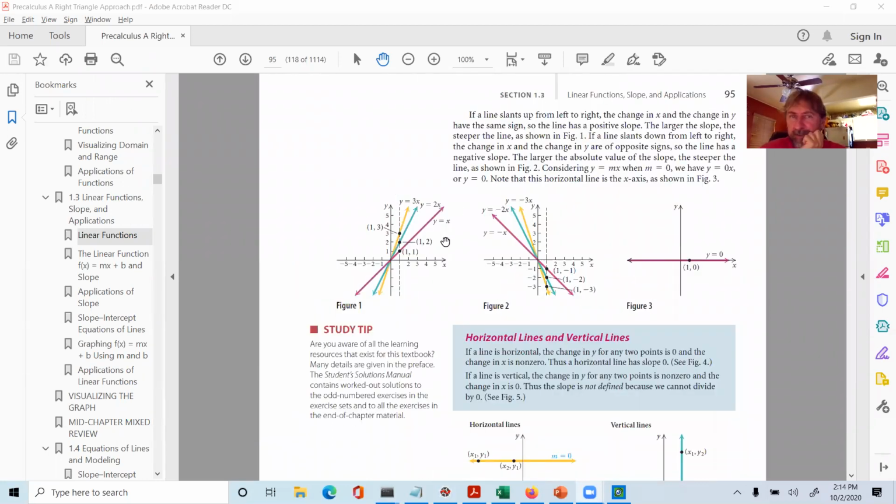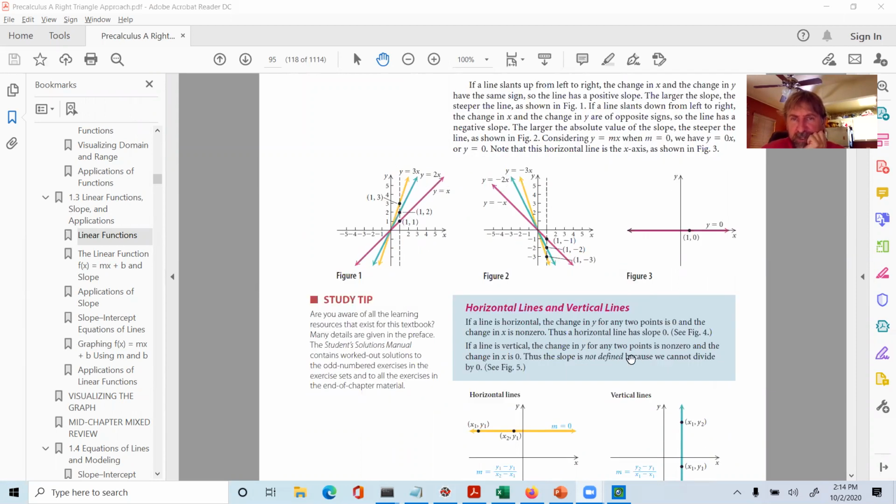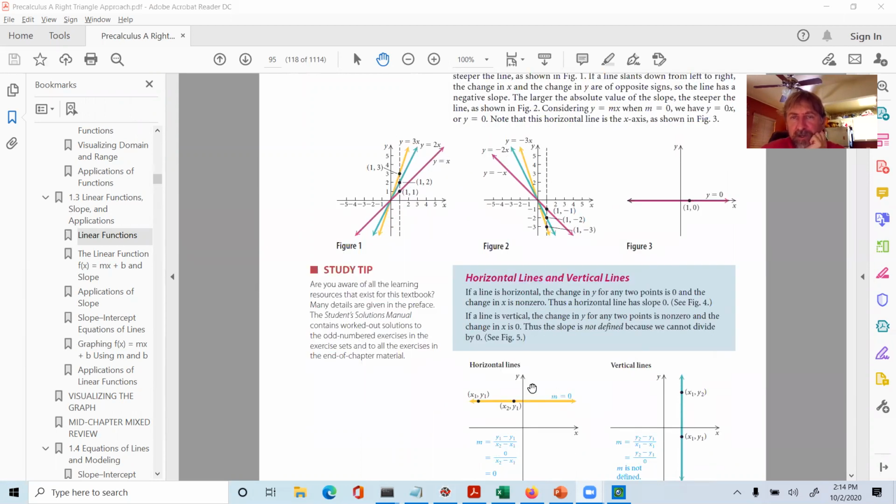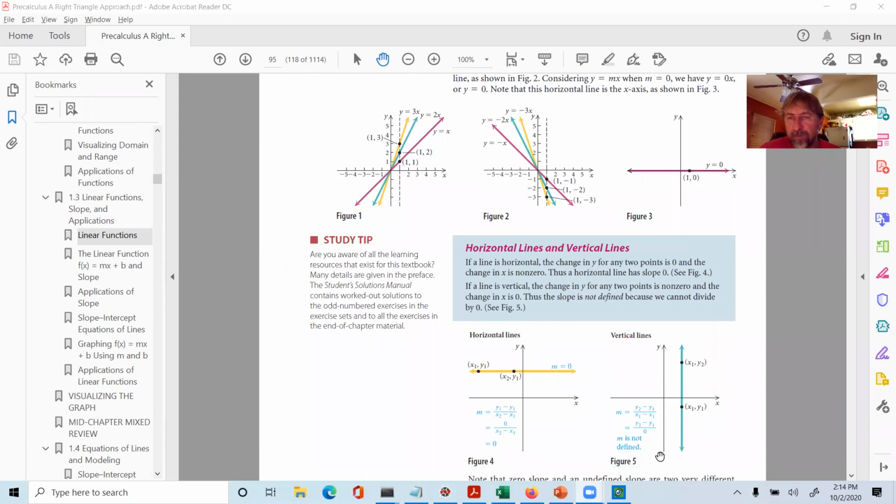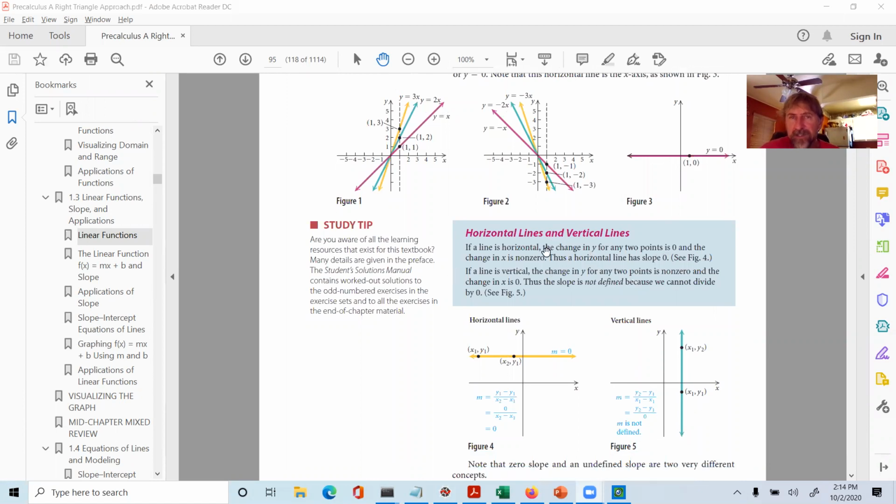So we talked about different slopes, different values of m, horizontal lines and vertical lines. Horizontal lines have a slope of 0. There is no change in y. Vertical lines have what's called an infinite slope, or undefined. Reread this section here, horizontal and vertical lines.